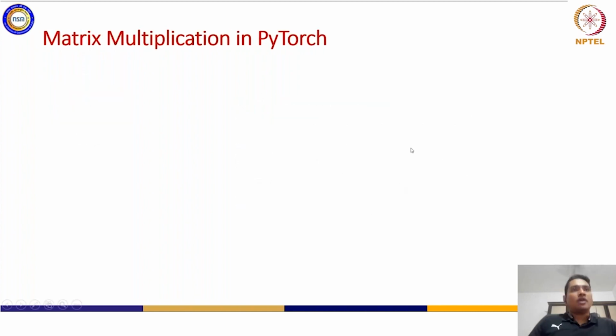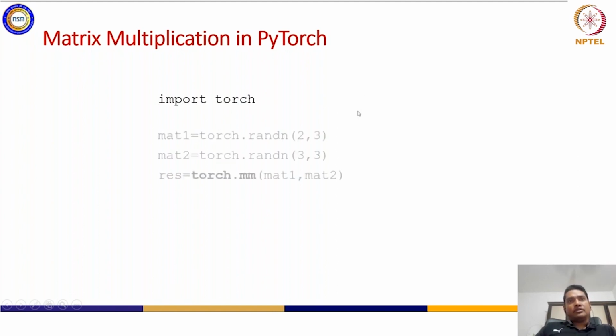Okay. Now I will talk about matrix multiplication in PyTorch, which is a very fundamental, basic, and very useful and widely used operation in AI applications. First we will just import the torch library. We are defining two matrices: mat1, the first matrix, having 2 by 3 elements with random values, and the second matrix, a 3 by 3 matrix with random values.